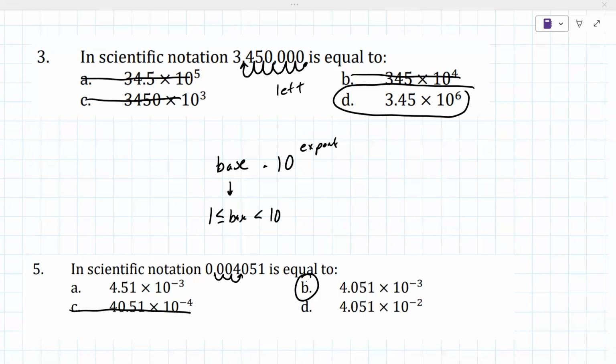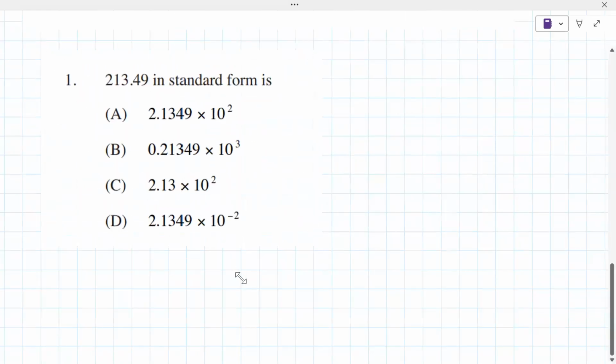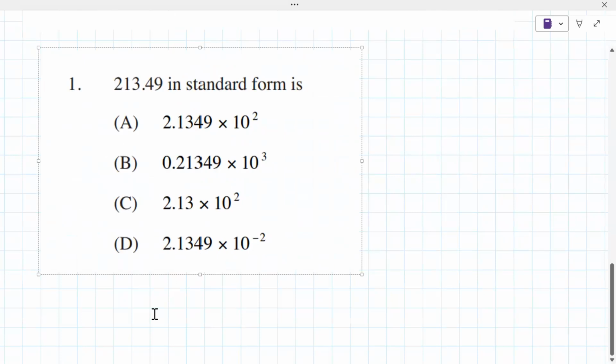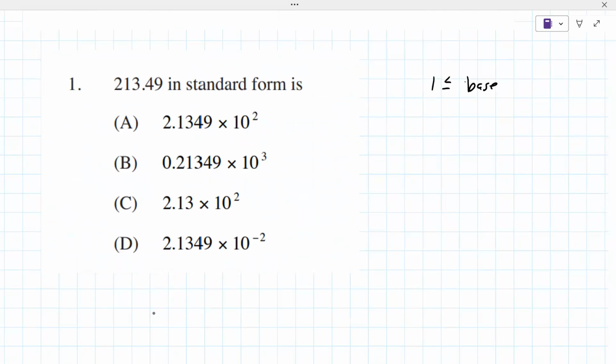We're not going to do the whole lesson on this, but I want to see you get a couple right in a row here. Here's a new question. You're always deciding which way you are moving the decimal. You want to get that base between 1 and 10. So which way do you move the decimal? That tells you whether the exponent is positive or negative. Would you move it left? Yes, left. Left, how many places?